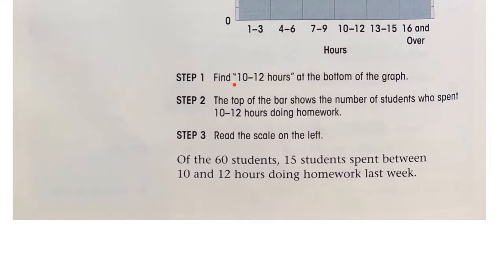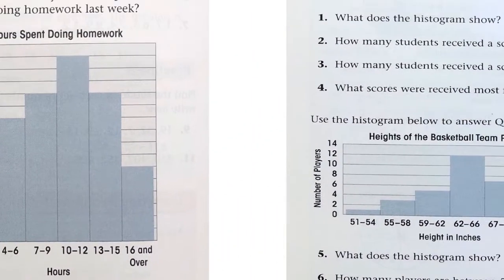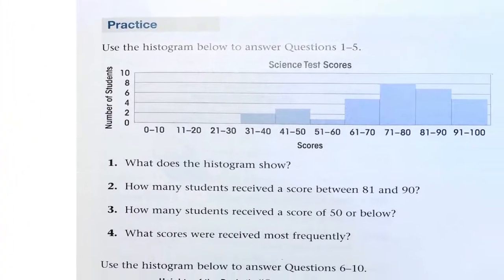So we went through, we found the 10 to 12 hours at the bottom of the graph. Step 2, the top of the bar shows the number of students who spent 10 to 12 hours. So that's the numbers along the side. So we read the scale. Of the 60 students, 15 students spent between 10 and 12 hours doing homework last week. So that's how we can read a histogram: how many things between two numbers.